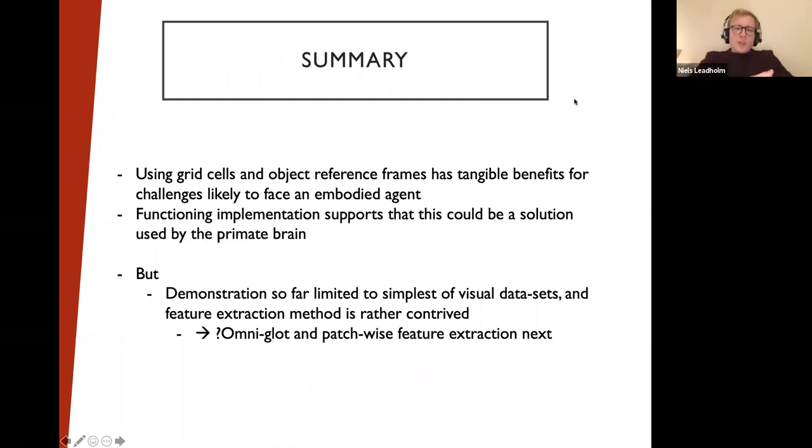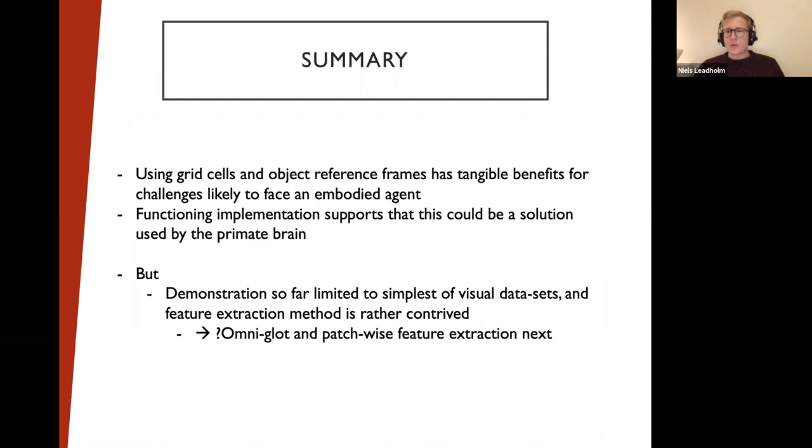In summary, using these grid cells definitely seems to offer some tangible benefits for what is a challenging task, these arbitrary sequences. And the fact that this works on actual images suggests that it could be something that the primate brain might use. But I would say the main limitation so far is that the method I use to derive these SDRs is quite contrived. I'm feeding in the entire image at once, even though I'm then later feeding in a sequence of patches. So that doesn't hang together very elegantly.